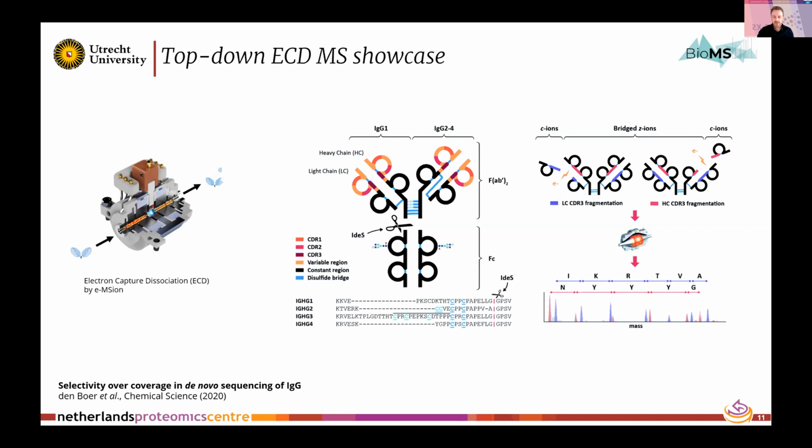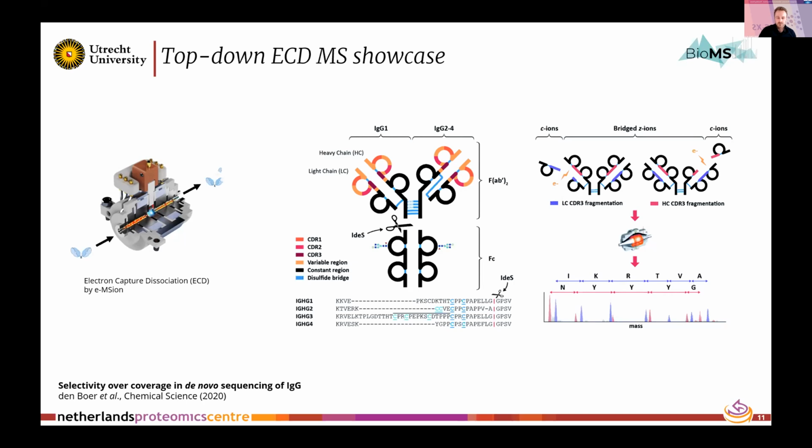So for this project, we analyzed only the variable Fab2 portions of the antibodies, removing the Fc with a protease. And this is because the Fc portion of the antibody is constant. Therefore, if you want to determine an antibody sequence de novo, you do not really need it because it's already known what the Fc should be. So by removing this, we focus on the part that matters most to us.